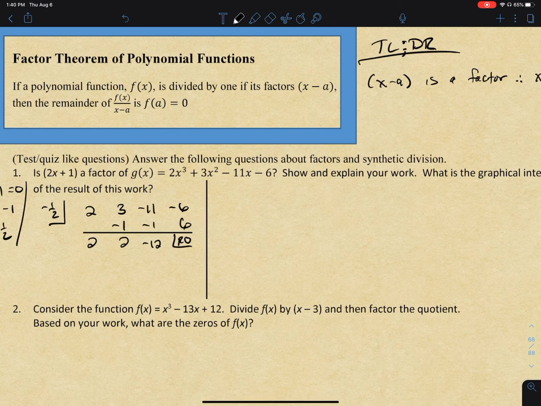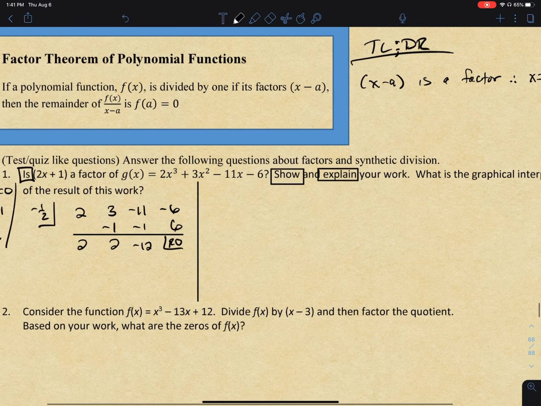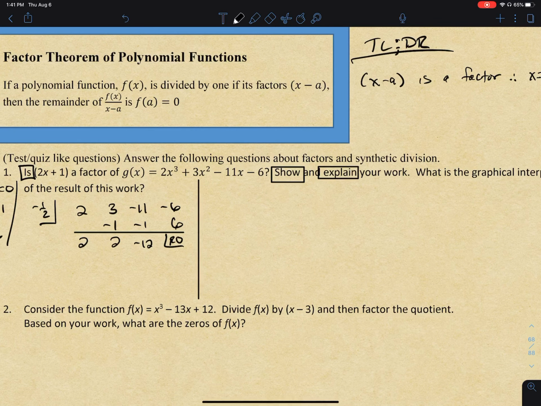So let me make sure we're answering the questions. Is this a factor? Well, we need to answer yes that it is, first of all, which I'll do here shortly. Show and explain your work. We just showed our work, but we have not explained it yet. I'm going to explain my work and say if it is or isn't a factor here at the same time.